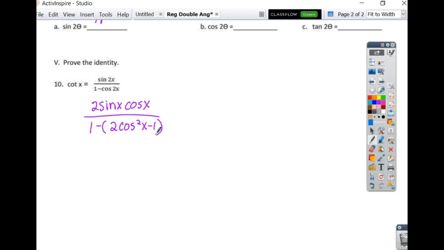So, when I do that, here's what happens. I have to distribute the negative, so both signs change. So then what happens with the 1 and 1? They don't cancel because now they're plus. So this is 2 minus 2 cosine squared of x. I know that's right.